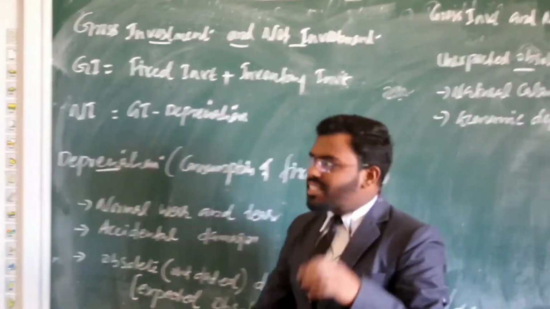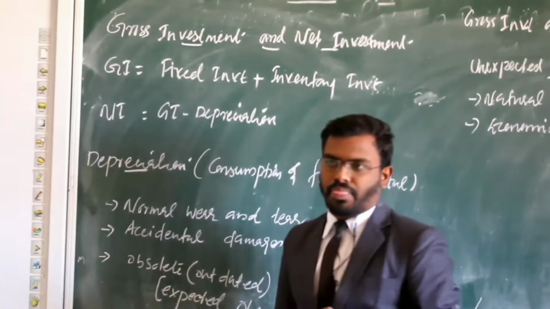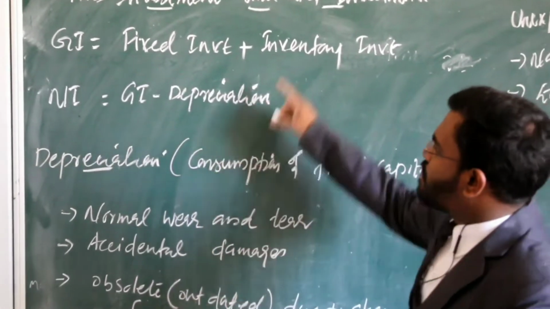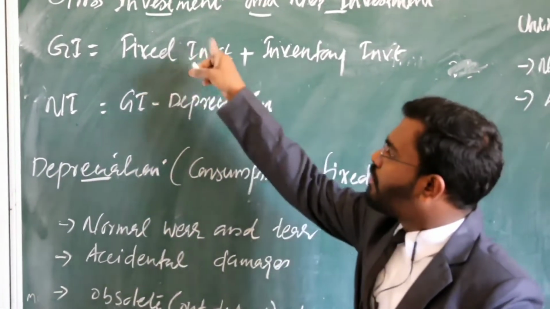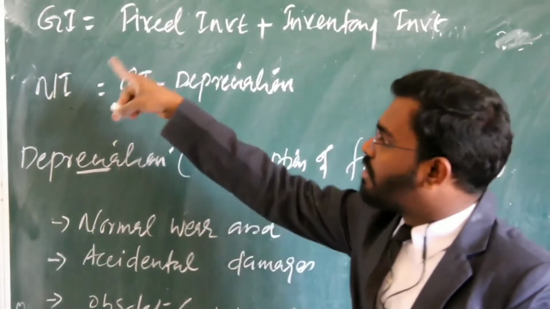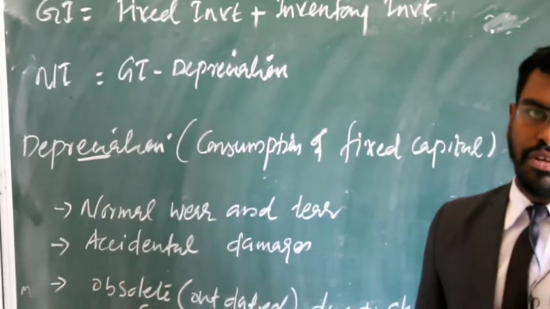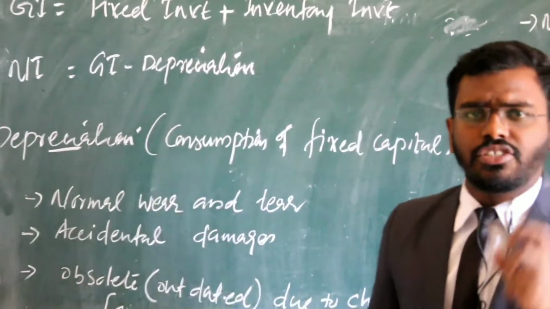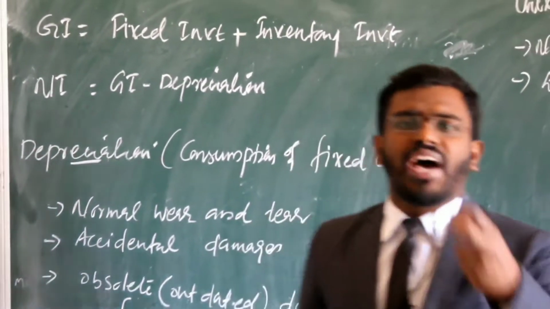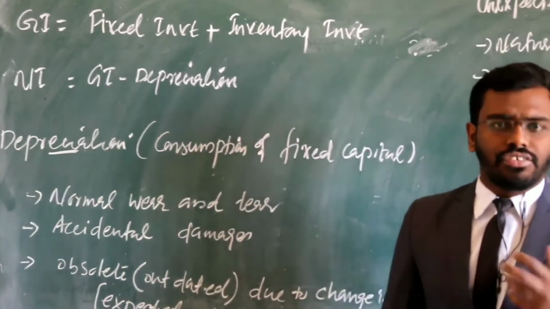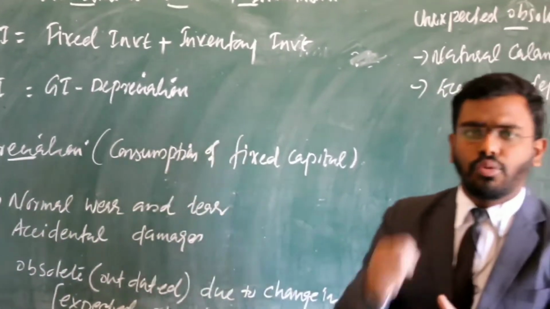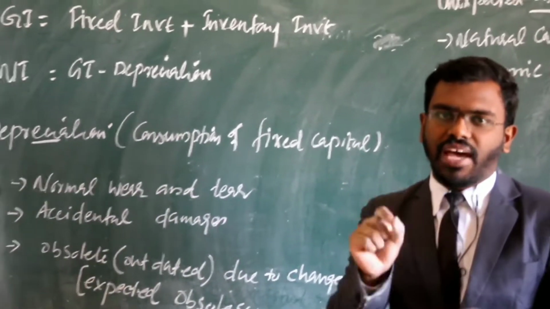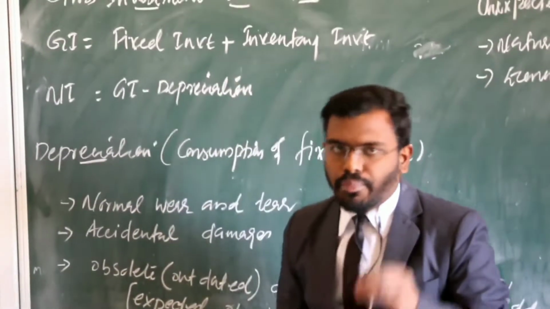So gross investment is equal to fixed investment plus inventory investment. And the next one is net investment. Net investment means if we subtract depreciation from this gross investment, that is known as net investment. So what is depreciation? Simply, depreciation means loss of value of an asset due to wear and tear. If we continuously use a machinery, its value will decrease. That rate of decrease in value is known as depreciation.